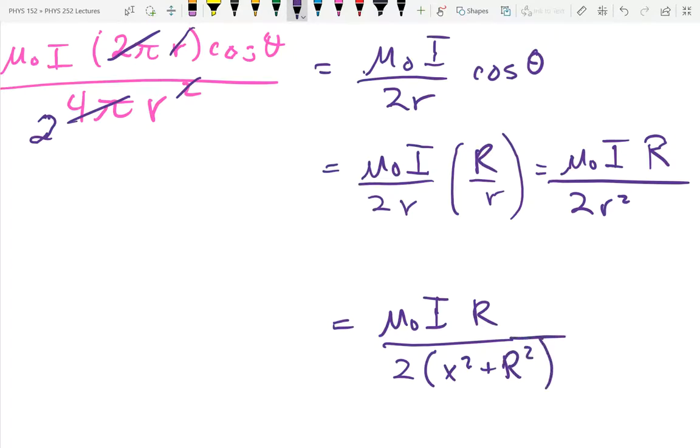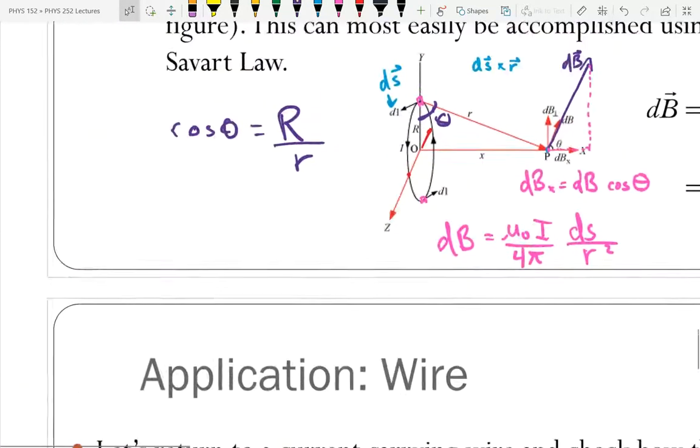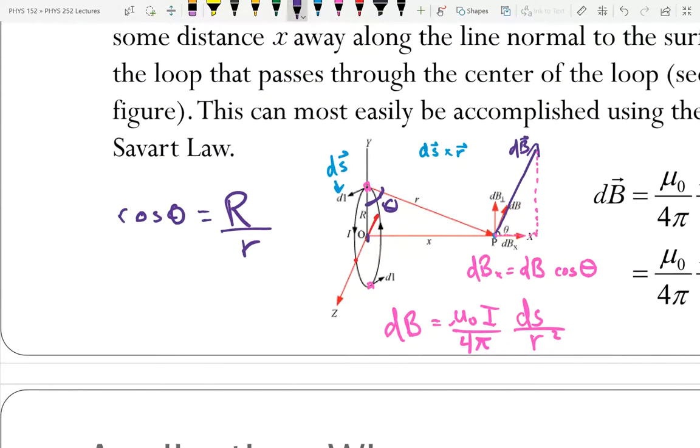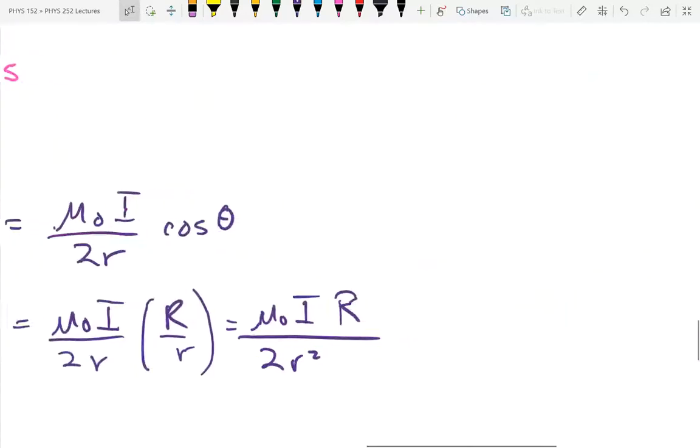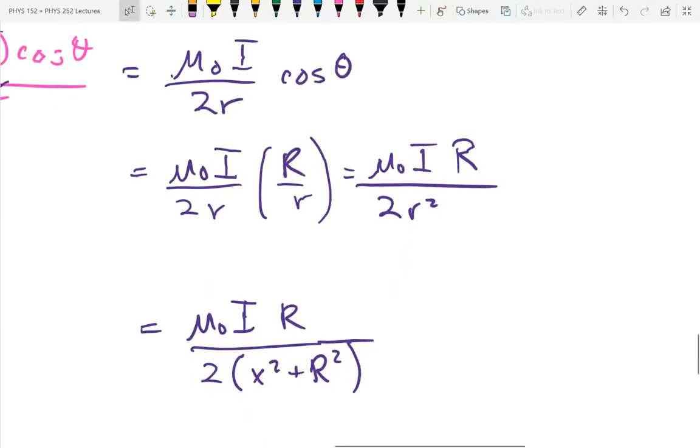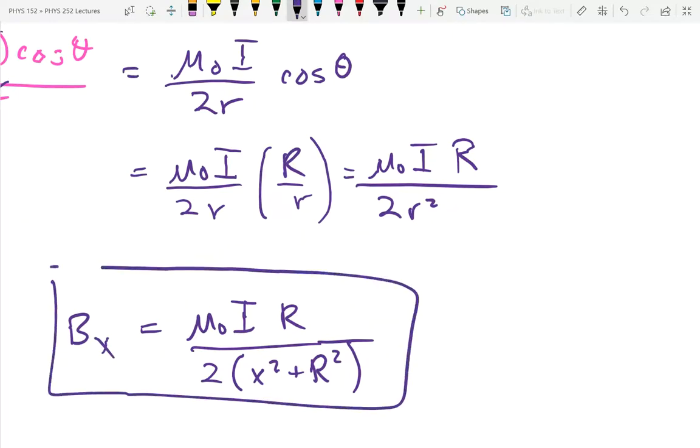And then finally, using the Pythagorean theorem, replace the hypotenuse r squared with the adjacent side squared plus the opposite side squared, because x is really the interesting variable. x is how far we are from the center of the circle to where point P is. So here I have an equation. Okay, there it is. For the magnetic field in the x direction on the axis coming out from the center of the circle.